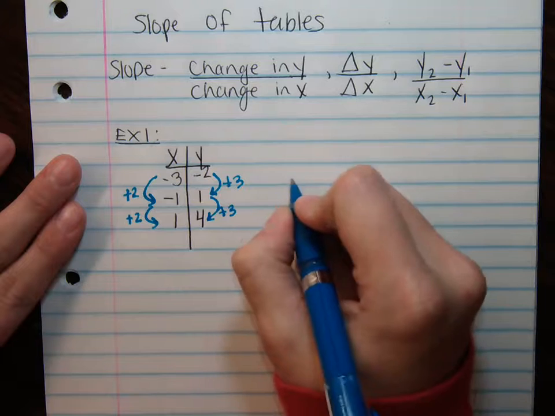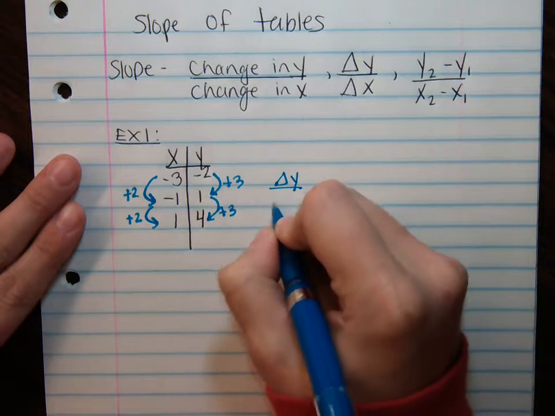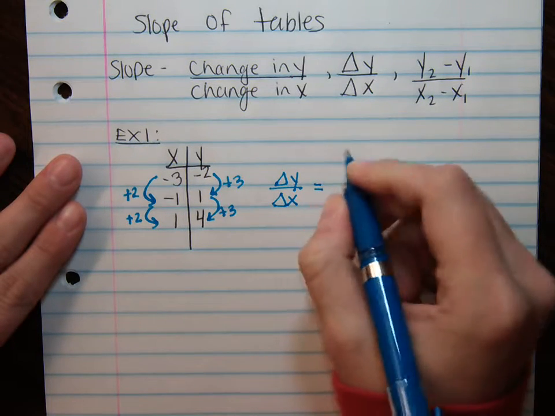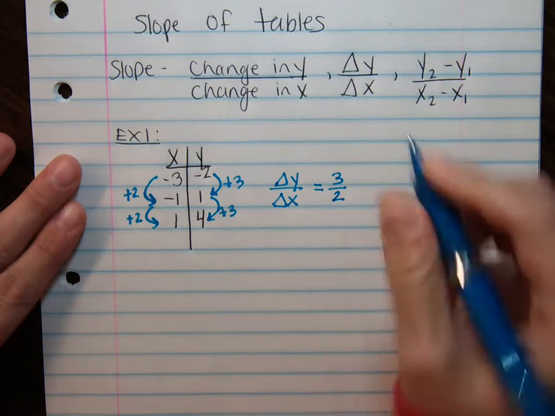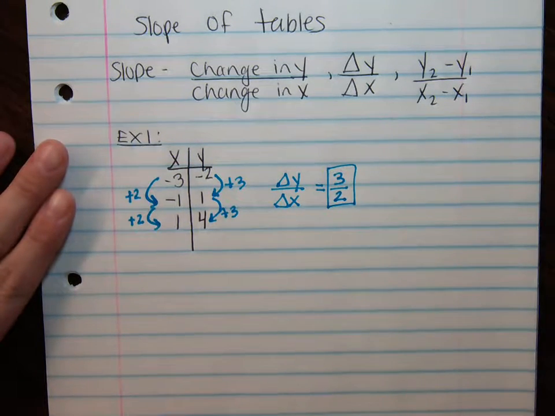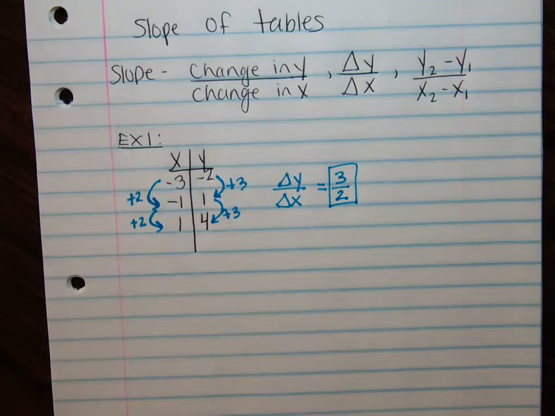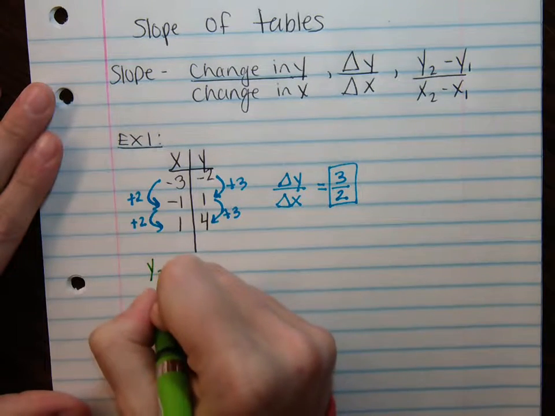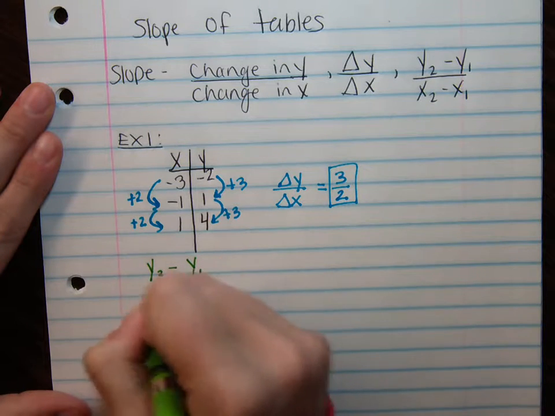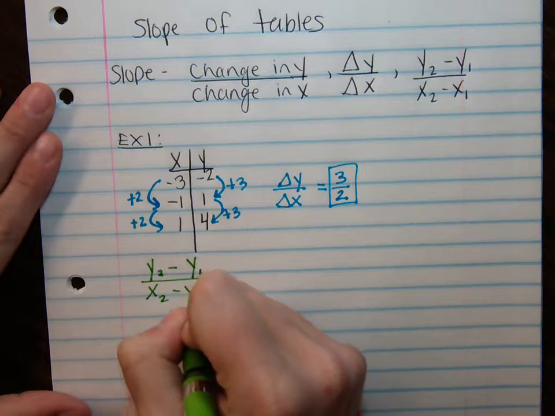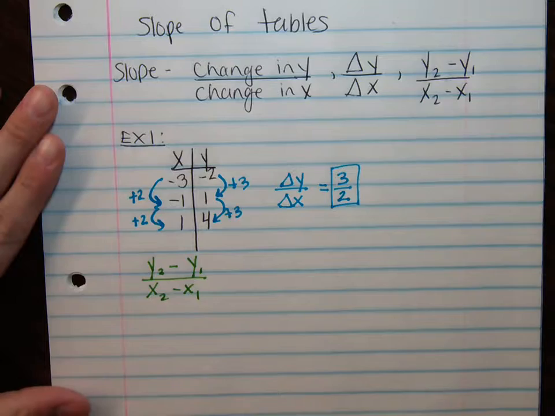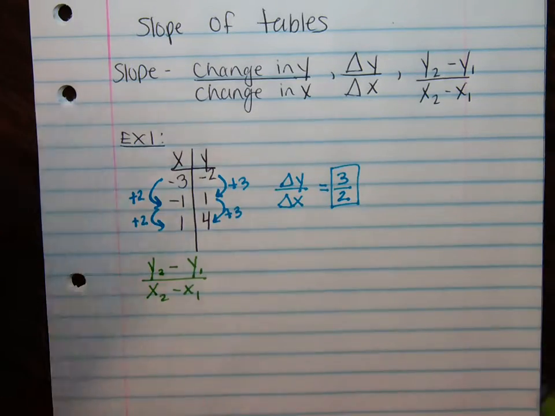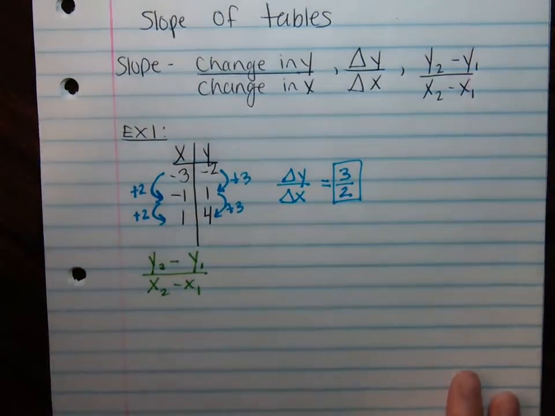So remember, we have the change in y over the change in x, which will give me 3 over 2. That's positive. We can do it the other way, where we have y2 minus y1 over x2 minus x1. And we just choose two values. It does not matter which two that you decide to choose.